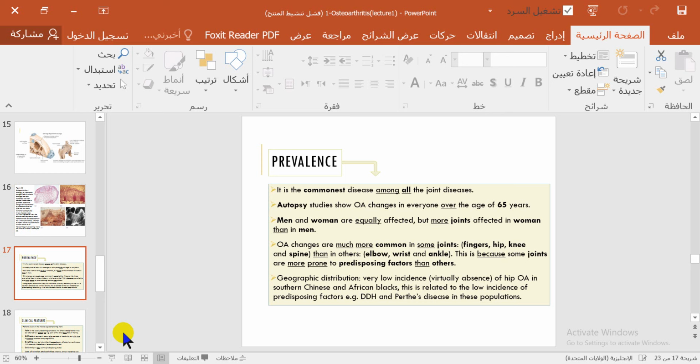OA changes are much more common in some joints, the fingers, hip, knee, and spine, than in others, the elbow, wrist, and ankle.